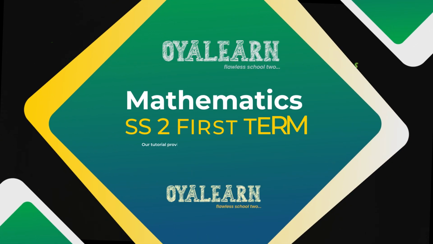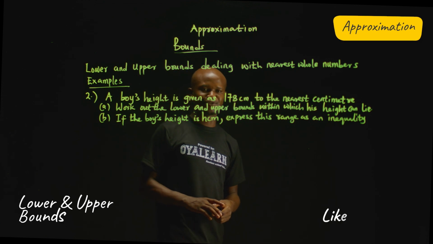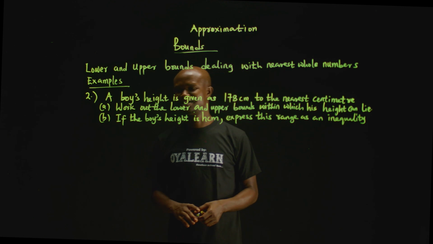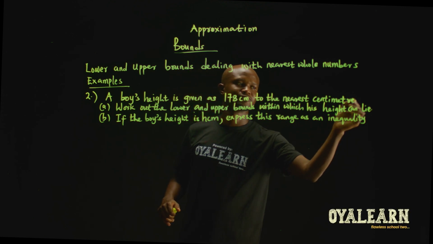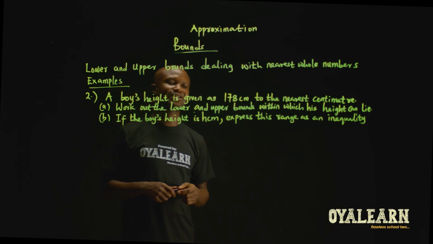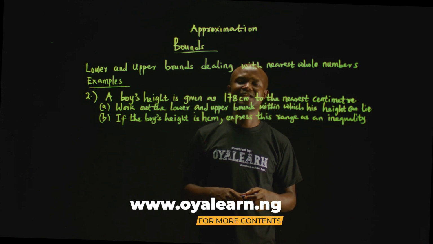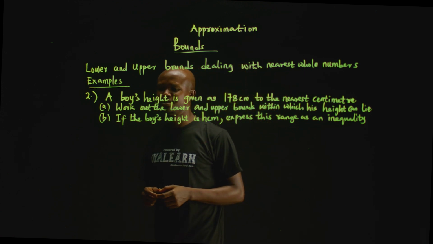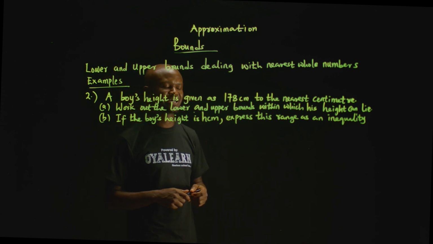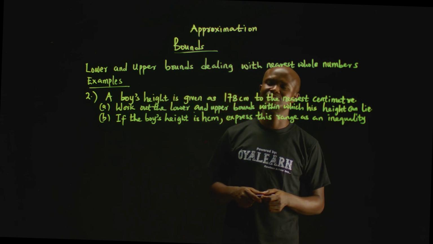A boy's height is given as 178 centimeter to the nearest centimeter. A. Work out the lower and upper bound within which his height can lie. B. If the boy's height is h centimeter, express this range as an inequality.